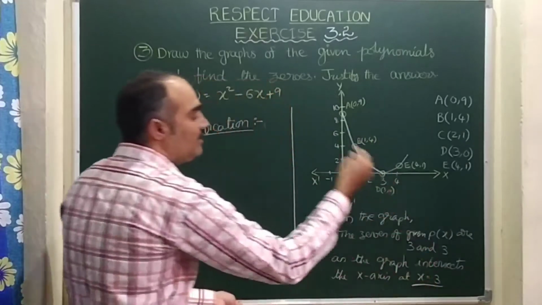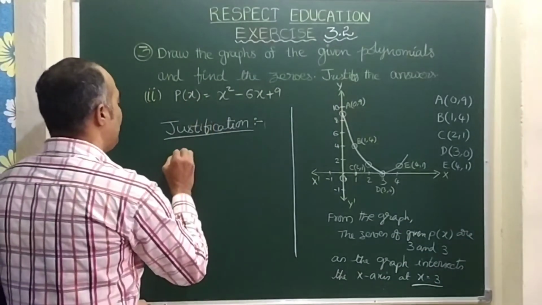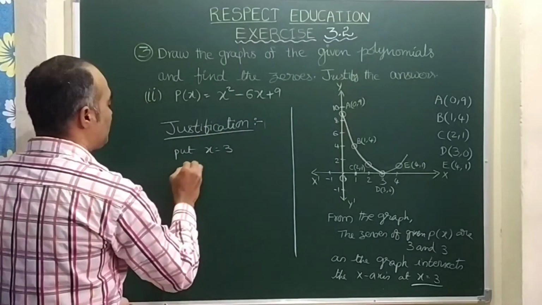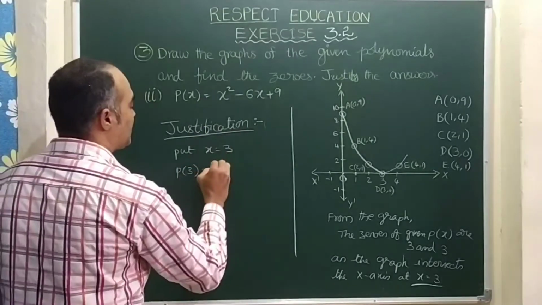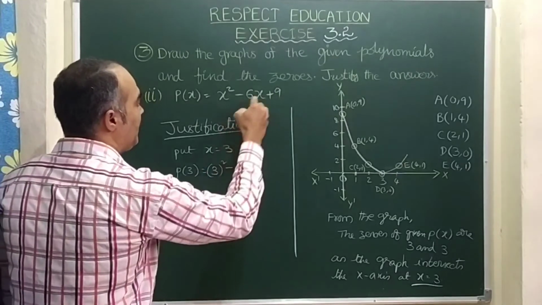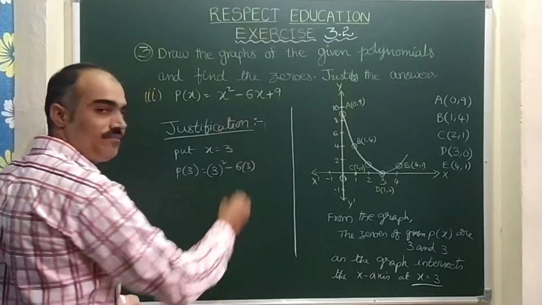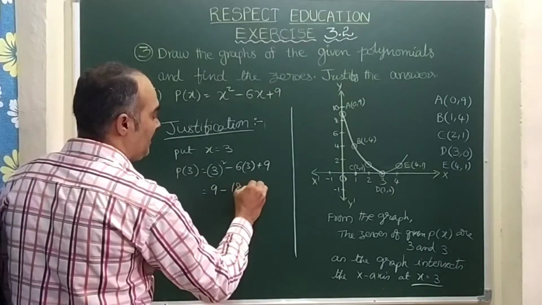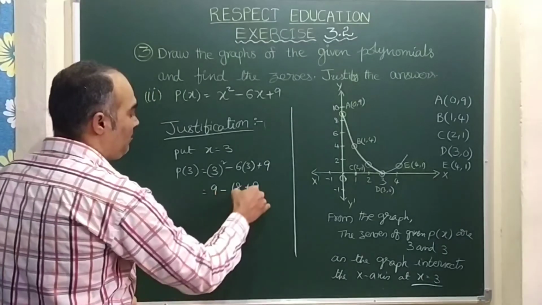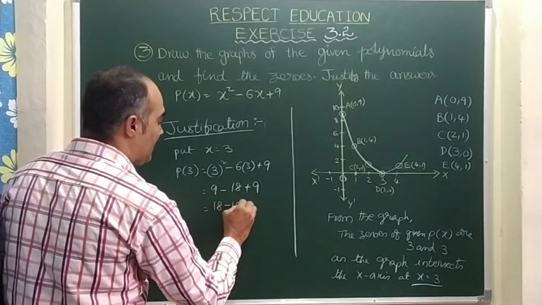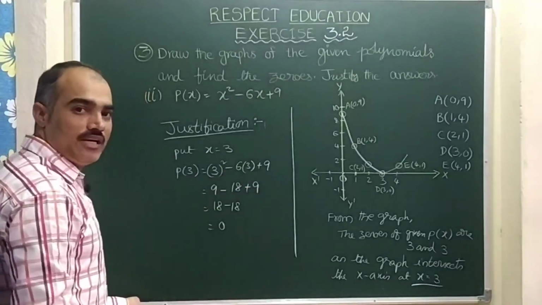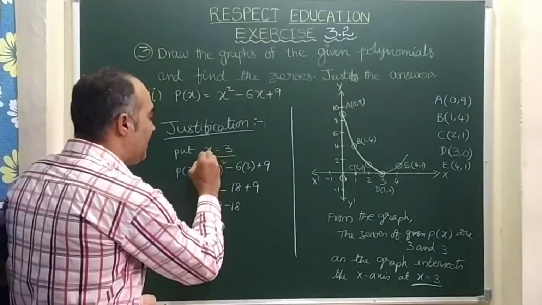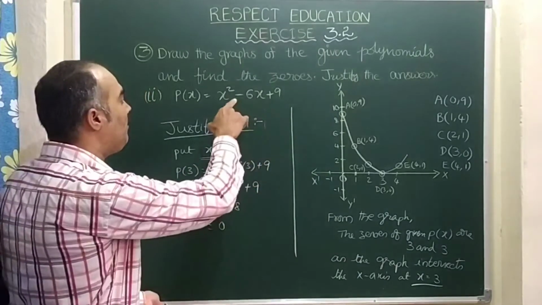Now let us verify that x equal to 3. Put x equal to 3, then p of x becomes p of 3 equal to 3 square minus 6 into 3 plus 9. Here 3 square is 9, 6 threes are 18, here it is 9. 9 plus 9 is 18, 18 minus 18 is 0. That means, children, the value x equal to 3 made the polynomial 0.